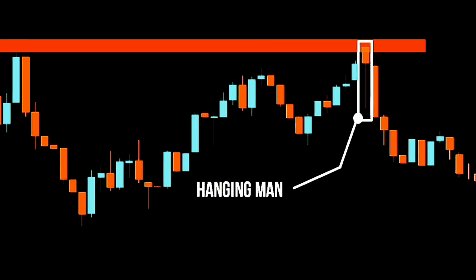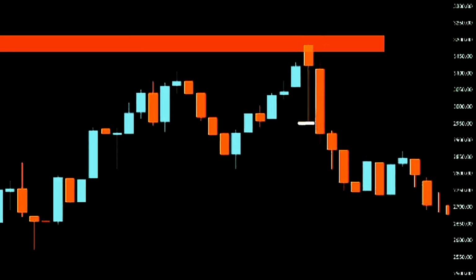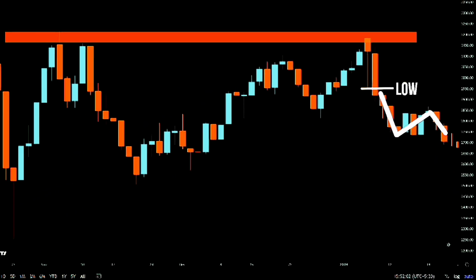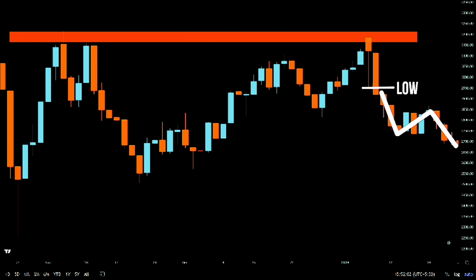There's a possibility the stock price may drop from here, but don't take a trade immediately. Wait for the low of this candle to break. If the next candle breaks the low of the hanging man, you can enter a sell trade here. Some important points to remember. The larger the lower wick of the hammer pattern, the better.